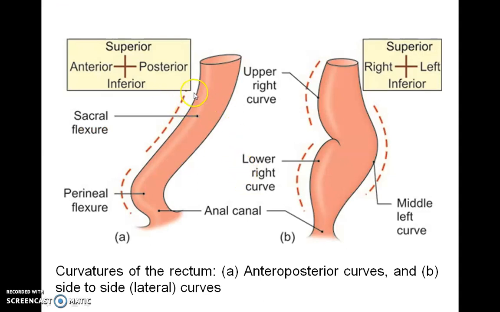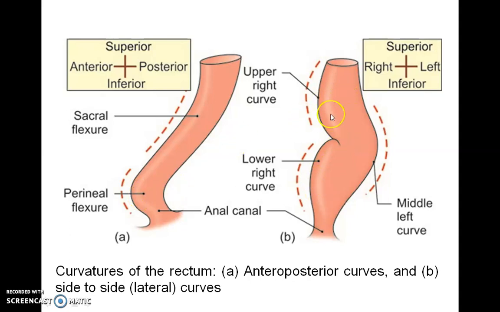In this figure, the anteroposterior curvature is shown. Here lateral curvatures are shown. The rectum is curved both anteroposteriorly and side to side. In the anteroposterior curvature, two curvatures are there: the sacral flexure, or sacral curvature, which corresponds to the concavity of the sacrum and coccyx, and the perineal flexure, which corresponds to the forward bend of the anorectal junction. It is maintained by the puborectal sling.